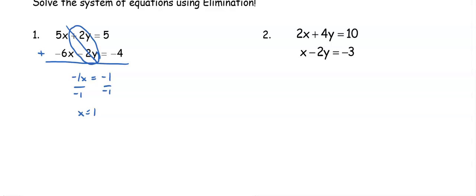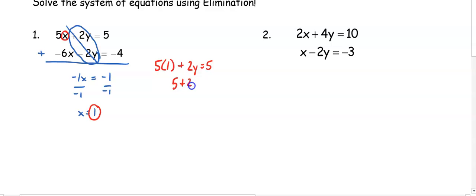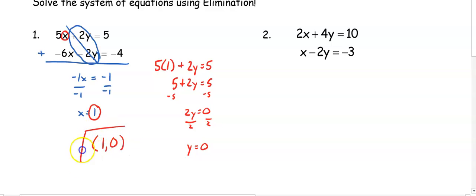Once we know what x equals, we want to go back to one of the original equations and put x in. So I'm going to put x in here. So we have 5 times 1 plus 2y equals 5. So the 2y comes back now because that's what we're going to solve for. So we have 5 plus 2y equals 5. Subtract 5 from both sides, 2y equals 0. Divide by 2. So y is 0. So then we write our answer as an ordered pair. So it'd be 1, 2. Or sorry, 1, 0.